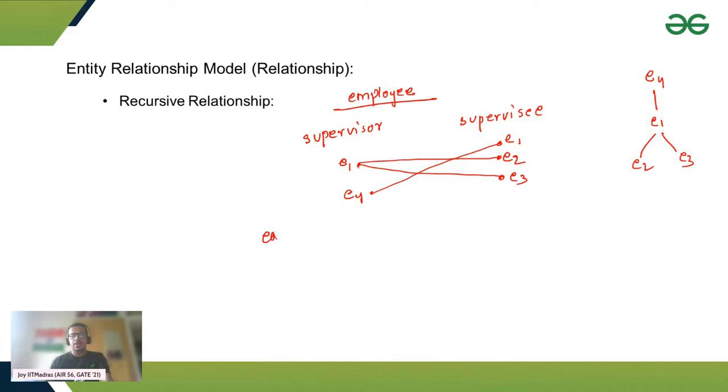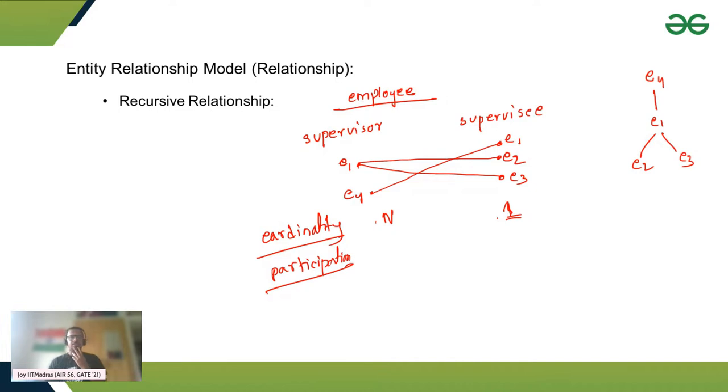So we'll be talking about the cardinality and the participation. The cardinality for the supervisor is that one supervisor can be supervisor of multiple employees. One supervisor can be in a relationship with multiple supervisees, right? So that means the cardinality of supervisor can be N. Whereas every supervisee should have only one supervisor. That is one. So the cardinality for the supervisee will be one.